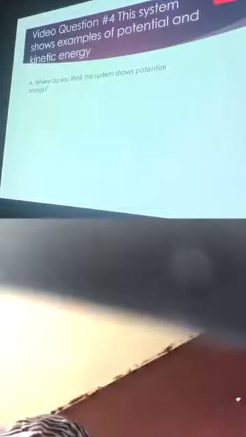All right. I can't see that one right there. This system shows examples of potential and kinetic energy. All right. Where do you think this system shows potential energy? Put it in the box. Type your answers in the box. Where do you think it showed potential energy?